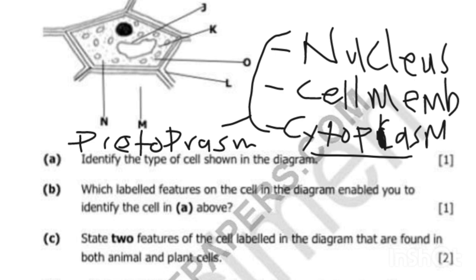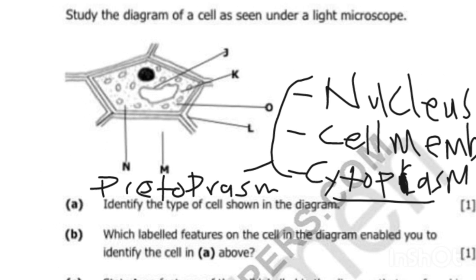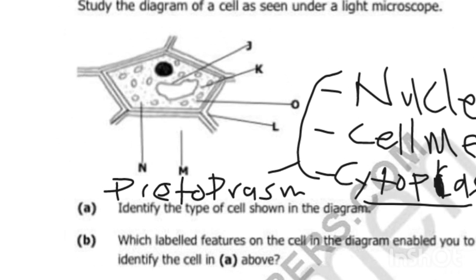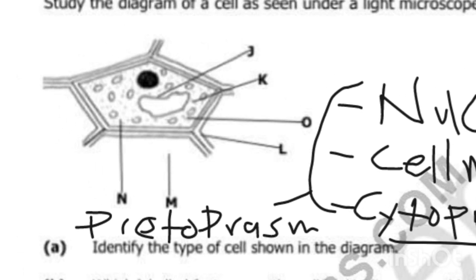These three are collectively known as protoplasm. So now we are looking at the diagram. We are told to state two features of the cell labeled in the diagram that are found in both animal and plant cell. So here, nucleus, yes, but the nucleus is not labeled here. So we are going to focus on the parts that are labeled.